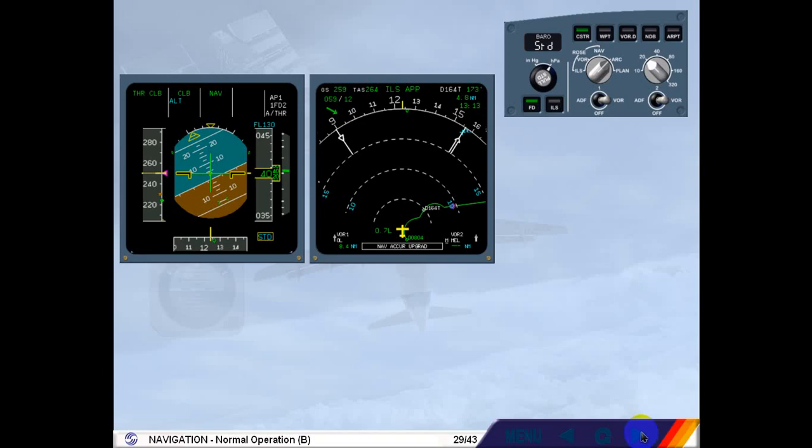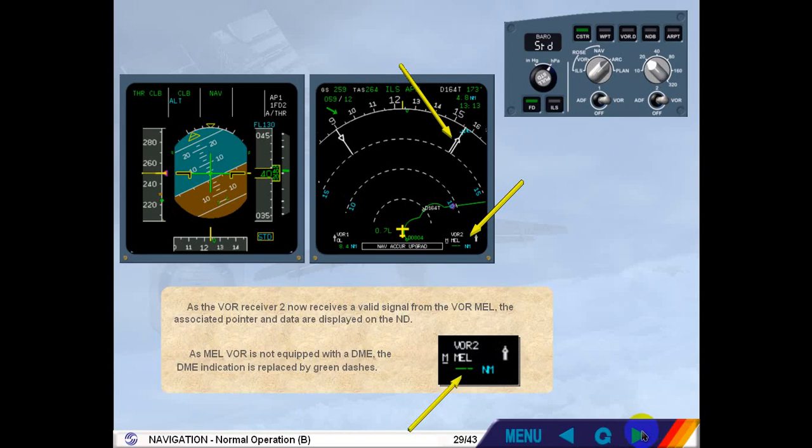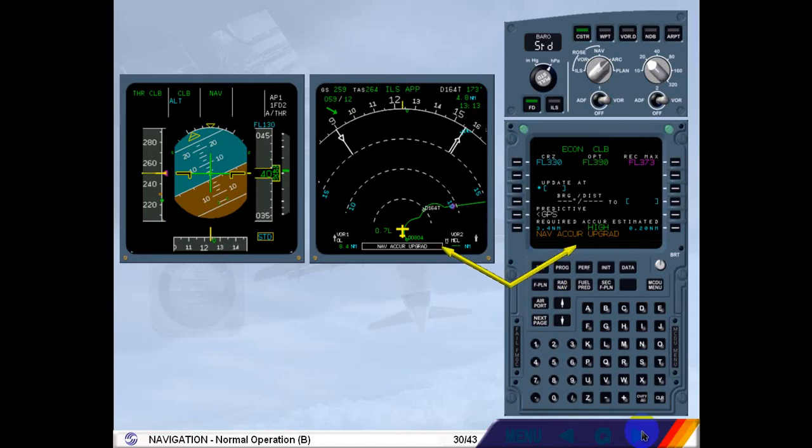As the VOR receiver 2 now receives a valid signal from the VOR MEL, the associated pointer and data are displayed on the ND. As MEL VOR is not equipped with a DME, the DME indication is replaced by green dashes. The indication Navigation Accuracy Upgrade has appeared at the bottom of the ND and in the MCDU scratchpad, meaning that the navigation accuracy level has automatically switched from low to high.